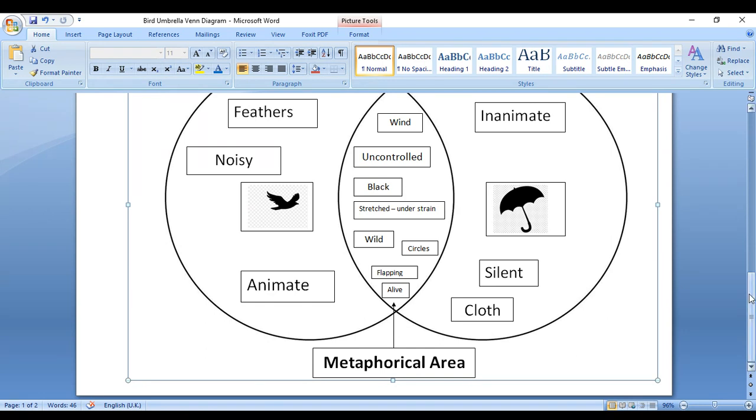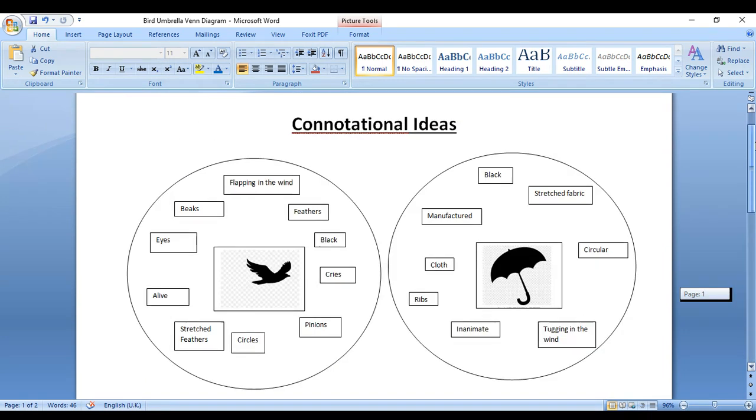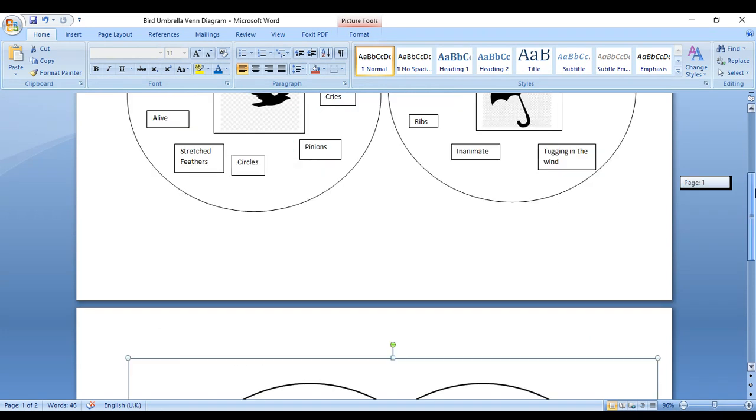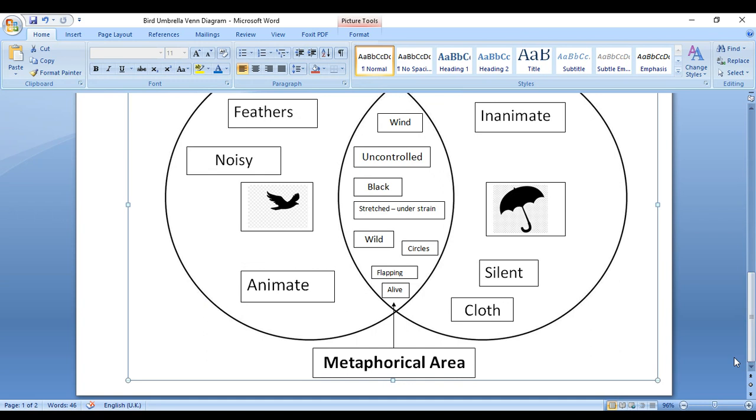They're both stretched under strain. That was something that I had written up here in my connotational ideas. We have stretched feathers when the bird has its wingspan, and the stretched fabric of the umbrella over the ribs. They are both wild in the wind. You don't know what they're going to do. They're both circular. They're both flapping. And in the wind, they both appear to be alive.